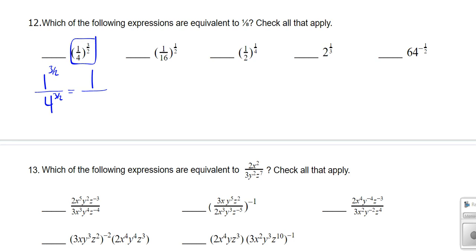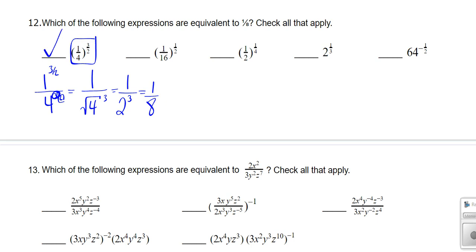So I'm going to convert this to a radical because I find that to be the easiest way. So that is a 4 cubed that's underneath a square root, right? The 3 here is the power, and the 2 down here is the index for our root. Well, what's the root of 4? It's just 2. Square root of 4 is 2, and then 2 cubed is 8. So that does equal 1/8.